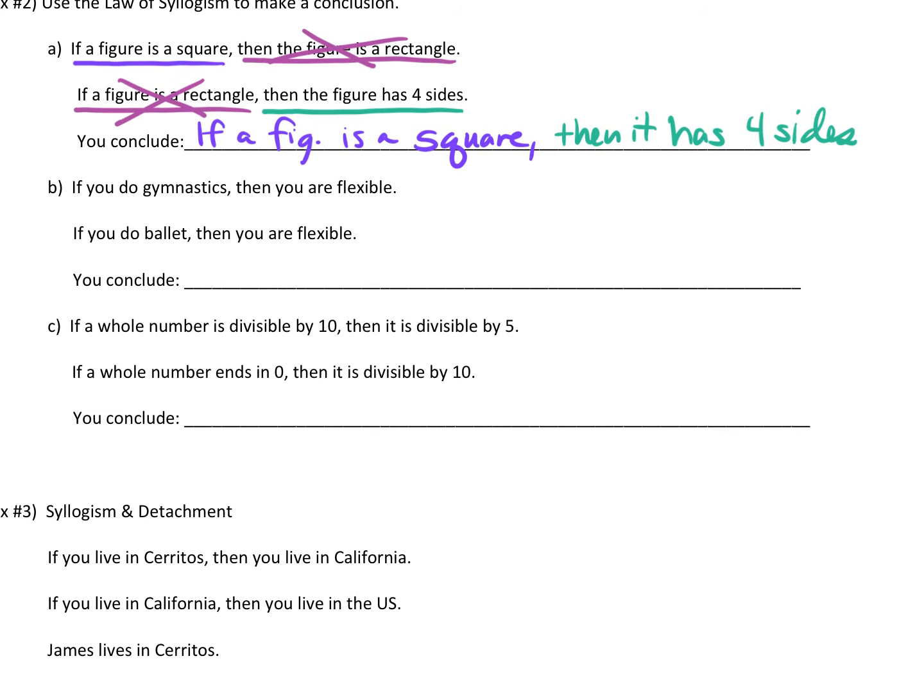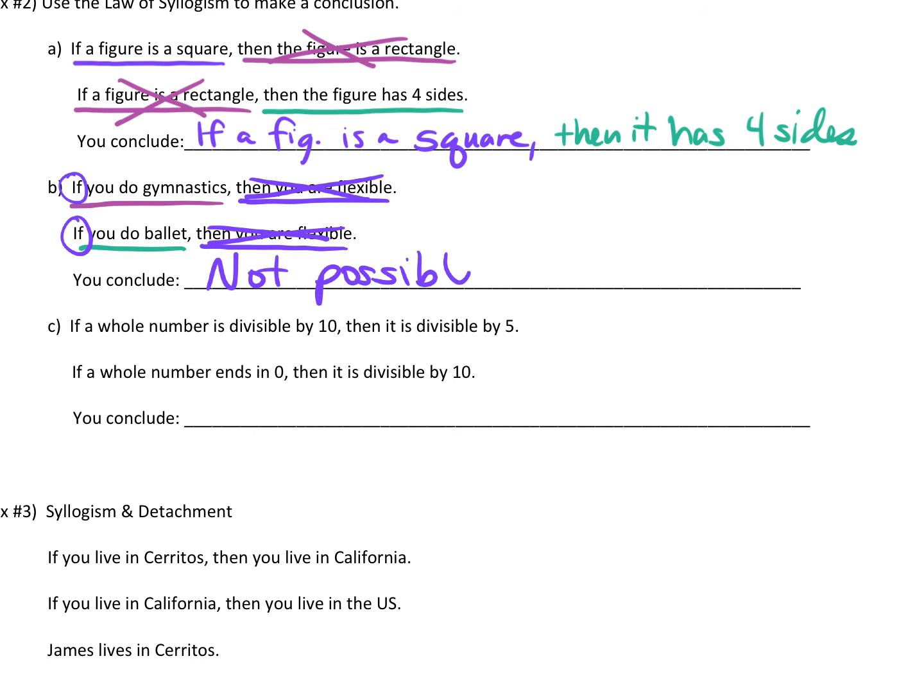Look at example B. If you do gymnastics, then you are flexible. If you do ballet, then you are flexible. What's the same? Flexible. So if we take the same things out, what are we left with? If you do gymnastics, if you do ballet. Is that a statement that makes any sense? No. So if you don't get an if-then statement, you have to say it is not possible to make a conclusion. Okay? So look for the things that are the same, get rid of them, and see what you're left with.